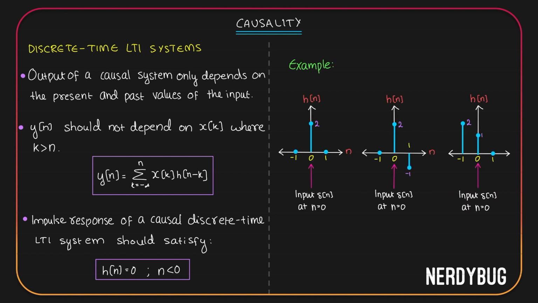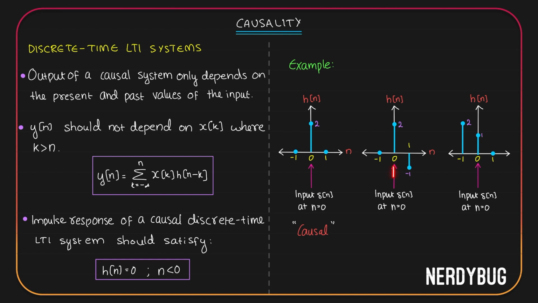We have impulse responses of 3 different systems over here, and obviously to get the impulse response we have given delta of n as input, which only exists at n equal to 0. In the first one, the output is 2 at n equal to 0. We gave input at 0, we got output at 0. The output at 0 did not depend on any of the future values of inputs. So this system is causal. Since it did not depend on any previous values either, we can say it's a memoryless system as well.